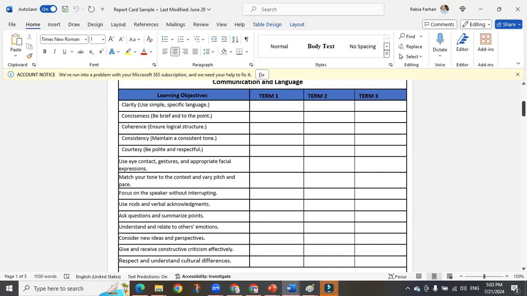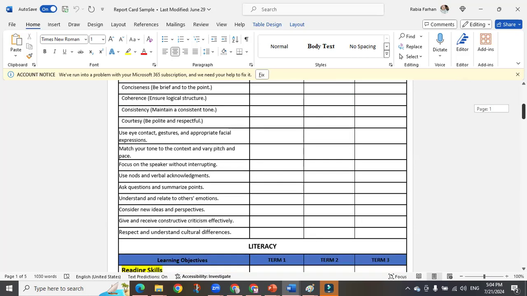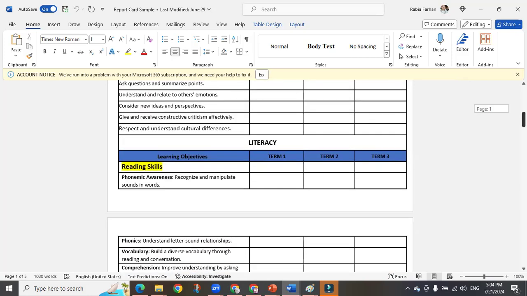The four subjects will happen throughout the year. But what about their personal, social, and emotional development? What about their physical development? What about their communication and language in the school? So you have to cater to all these things. So this is for communication and language. You can set it according to your own criteria also.